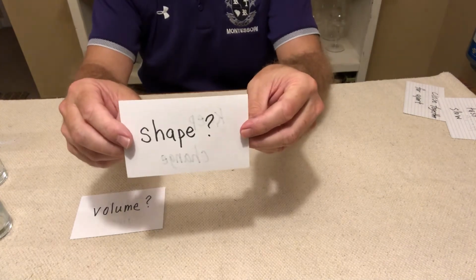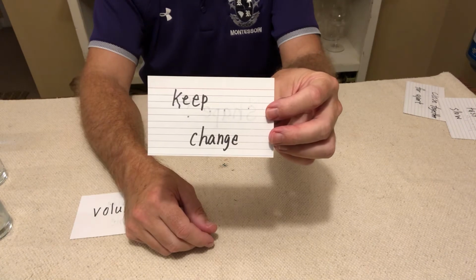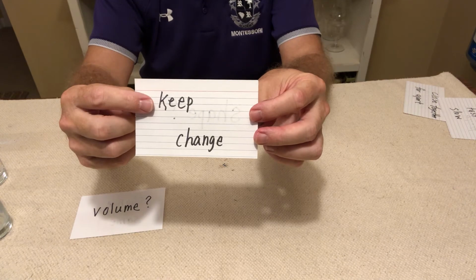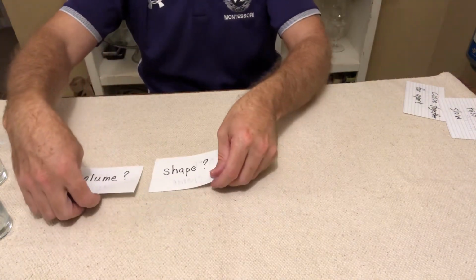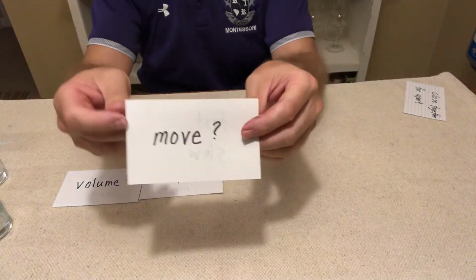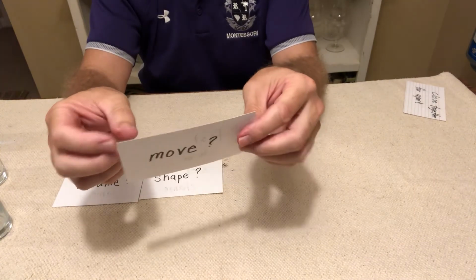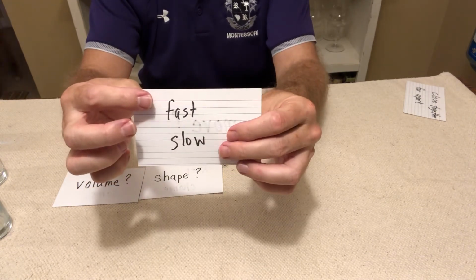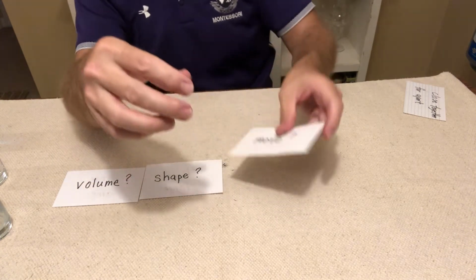I also want you to think about the shape of a solid, liquid, or gas. When you put a solid, liquid, or gas into a new container, does it keep its shape or does it change its shape? So be thinking about volume and be thinking about shape. Another thing that you could be thinking about is the movement of those little particles, the atoms that make up a solid or a liquid or a gas. Do they move fast or do they move slow? Okay, so be thinking about that.